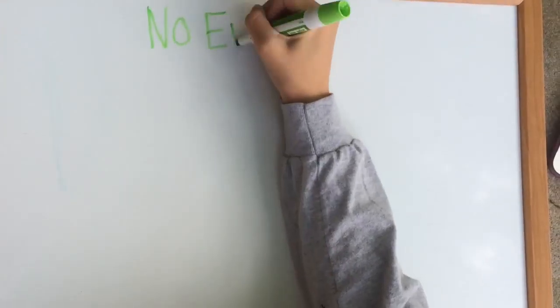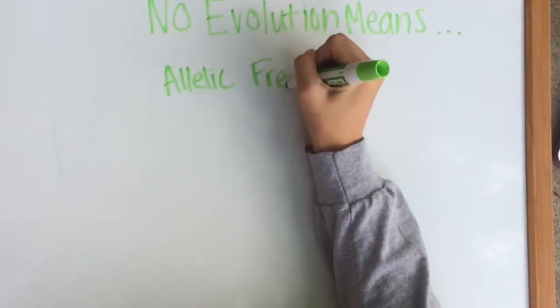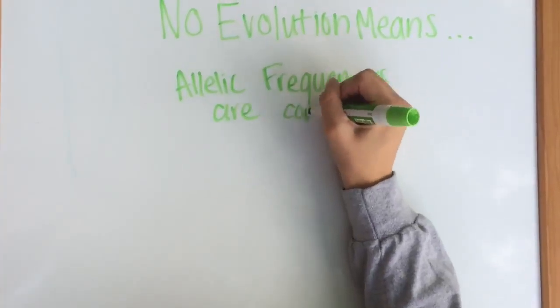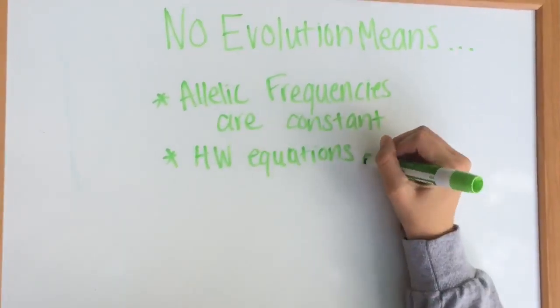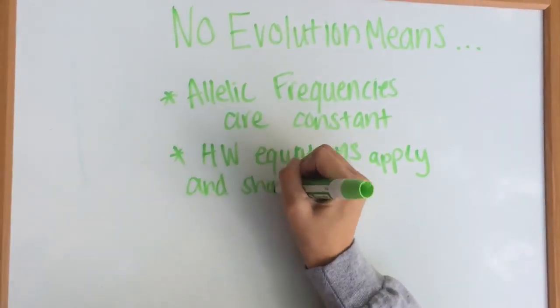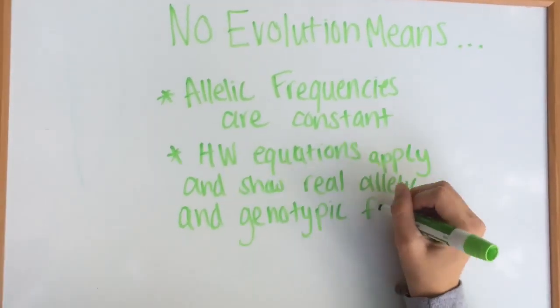If the population is not evolving, it will remain at Hardy-Weinberg equilibrium. The allelic frequencies will not vary from one generation to the next if the population is not evolving. Also, when a population is at Hardy-Weinberg equilibrium, the equations can be used and will accurately reflect the real allelic and phenotypic frequencies.